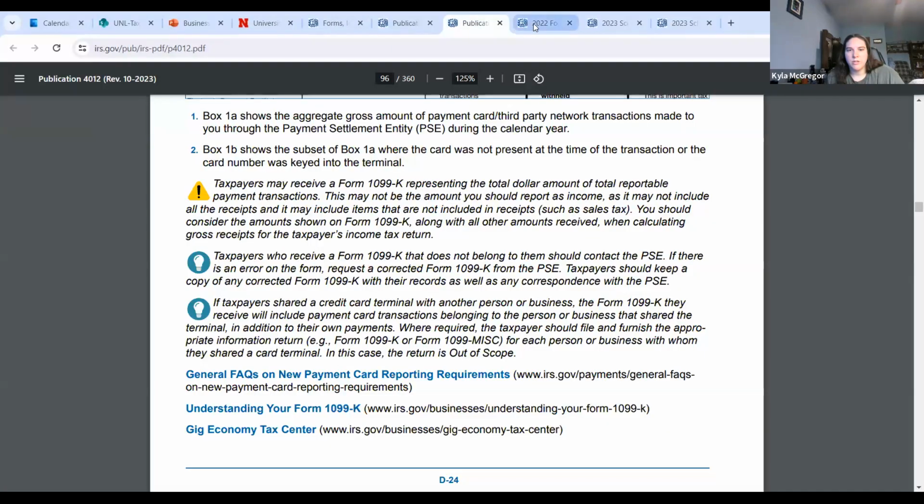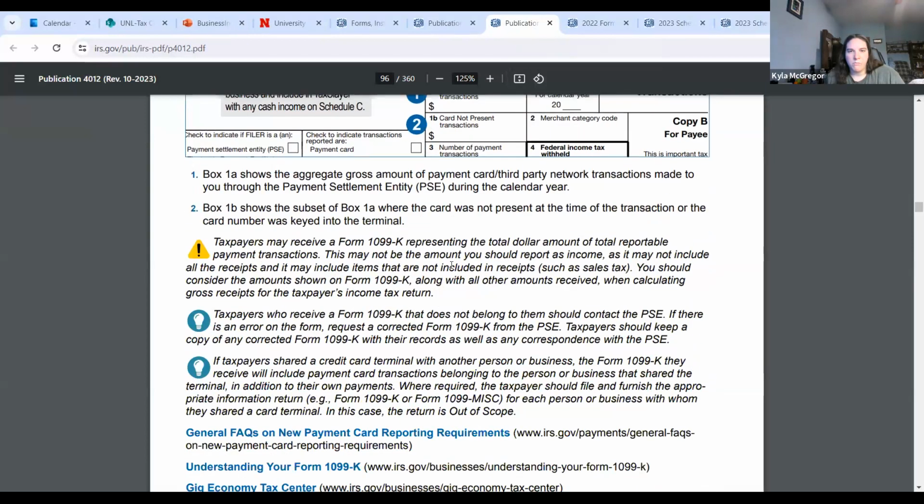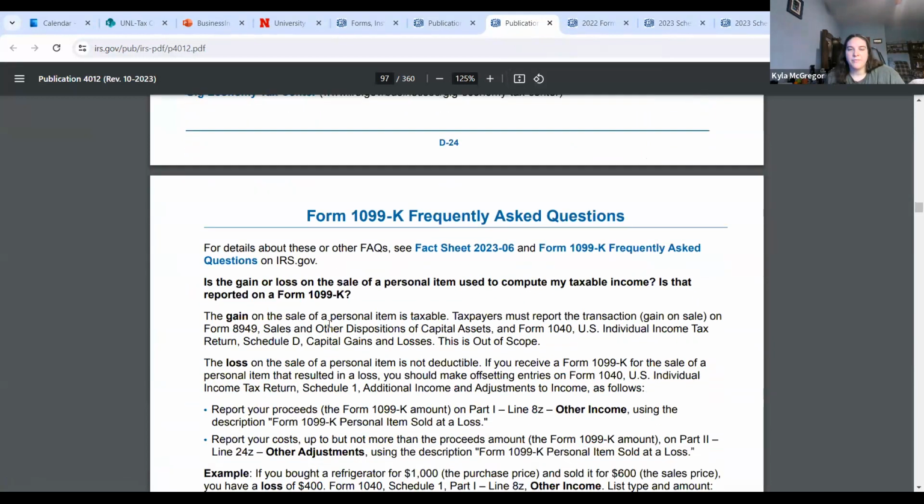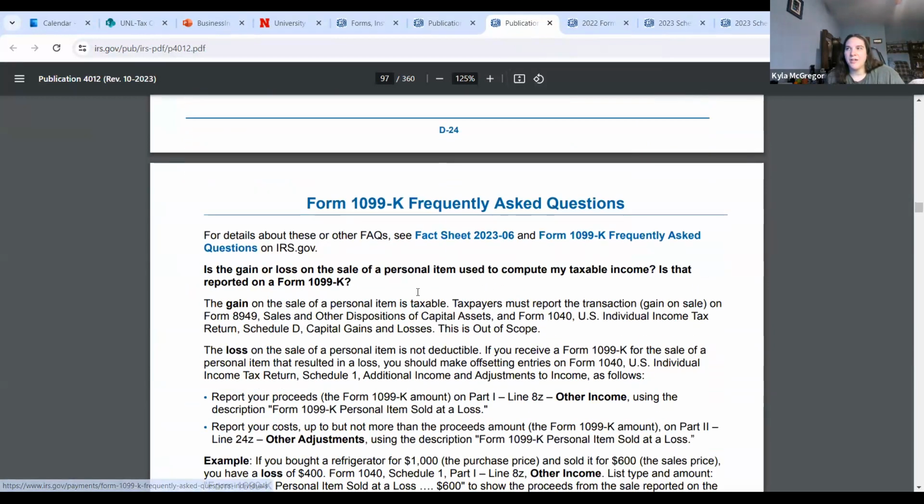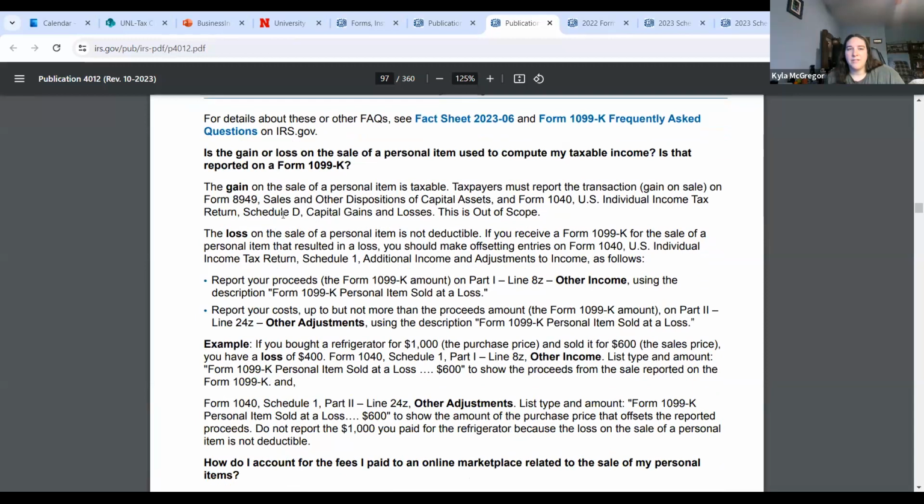So I'm going to open the 4012 guide here and show you something really quickly about it. A couple things. So, let's see. They do have FAQs on the reporting requirements on the IRS website, because there's been a lot of confusion around it. There's also understanding your 1099K that they put out, and there's also a whole separate thing about gig economy. They've also put out a fact sheet and frequently asked questions. So they do have a couple of examples in here.